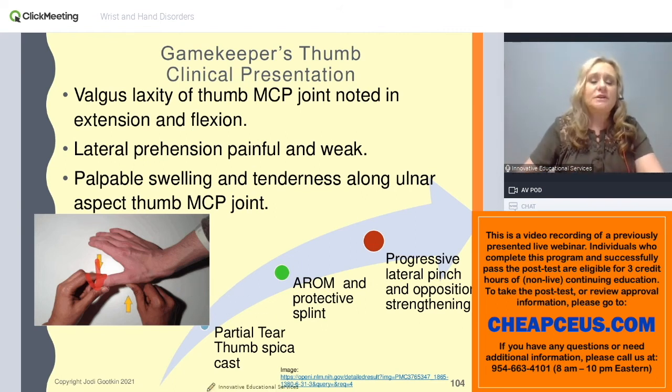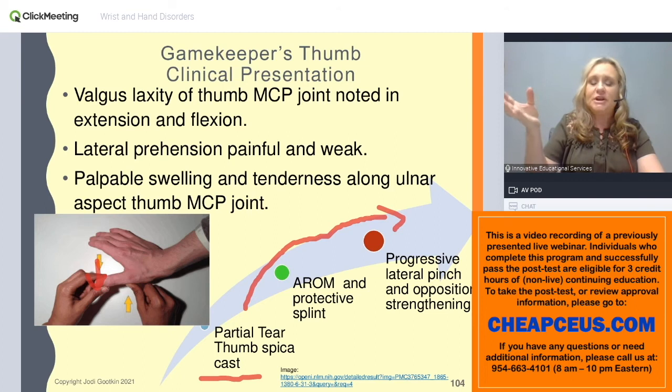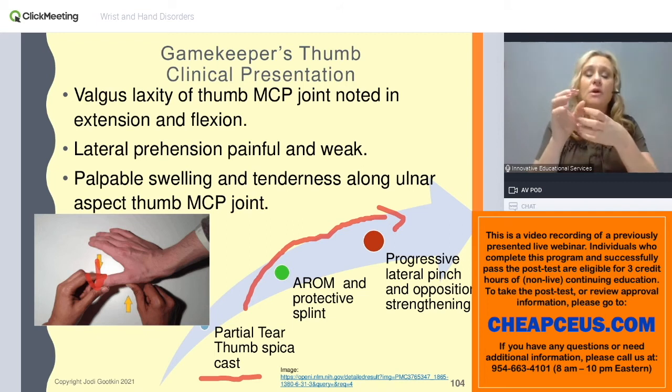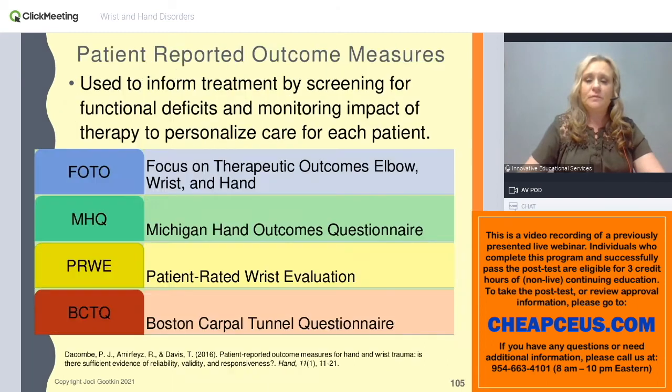Progression, usually there's initial conservative management with a thumb spica, splint, or cast, progressing to active range of motion, and then adding lateral pinch and opposition later on after more healing has occurred. Generally speaking, the protocols indicate about 4 weeks of immobilization, 6 to 10 weeks of active and protective range, and then 8 to 12 weeks putting the forces back across that joint, because there are excessive forces with so many different activities across that joint.